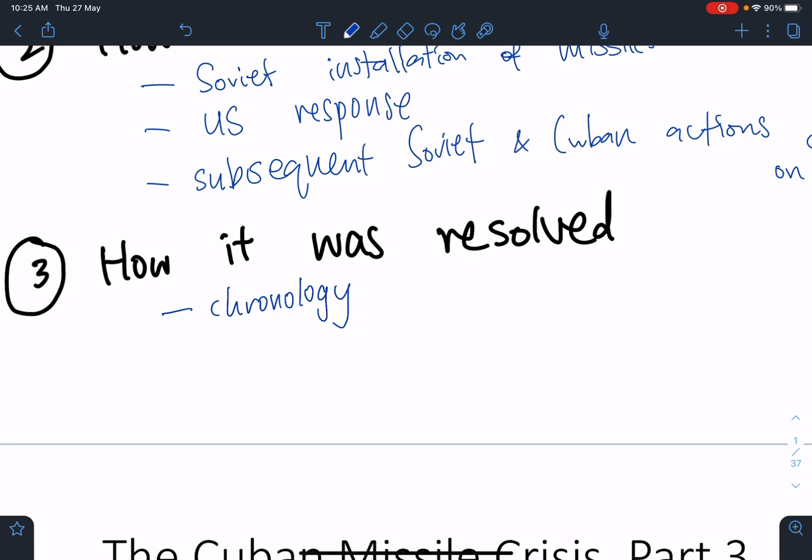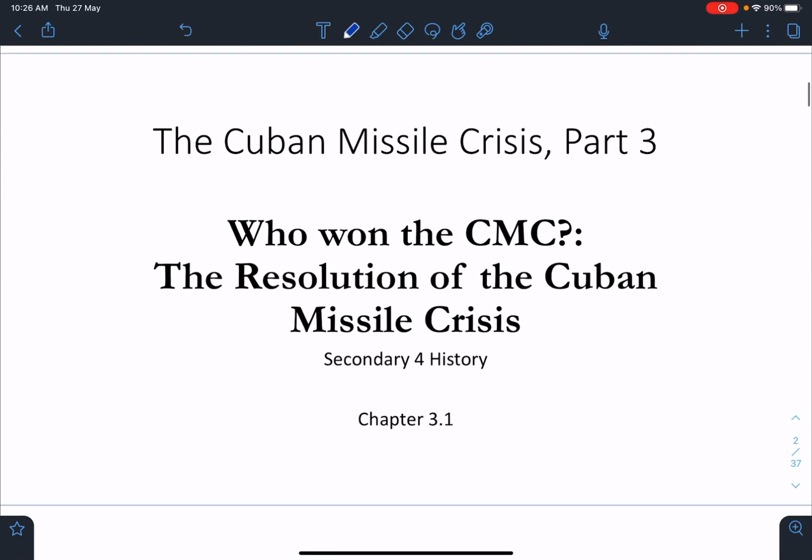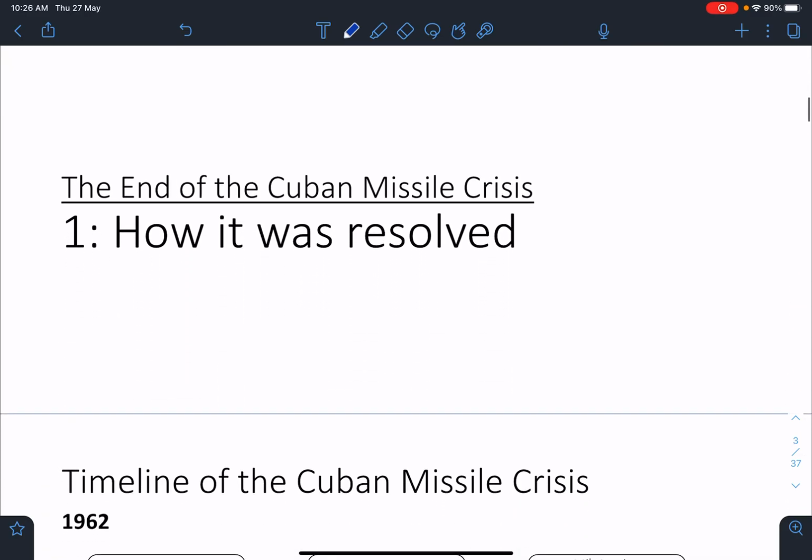Then in the later lessons, we'll look at how the crisis was resolved, as well as the aftermath of the crisis, okay? So really the question we're asking ourselves here is who won the Cuban Missile Crisis? In order to decide who won, we have to decide what the goals of each actor are, right? The USA, the USSR, and Cuba, right? So let's go through how it was resolved.